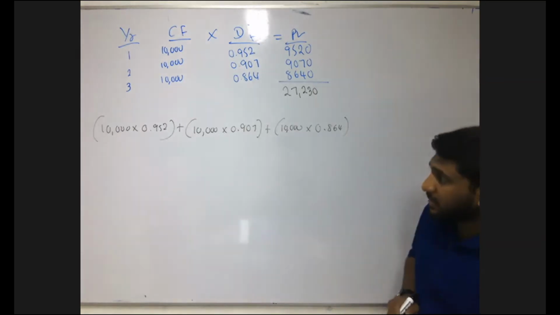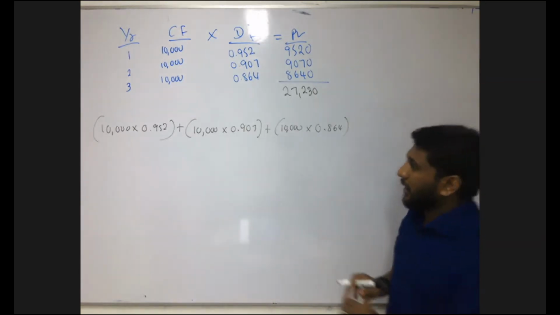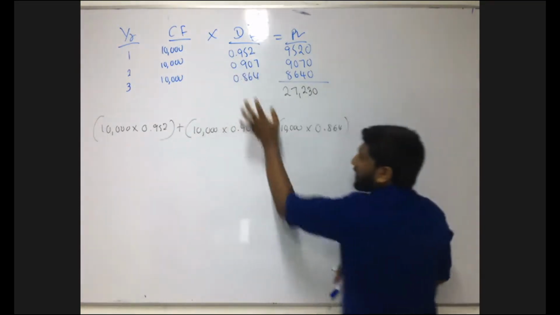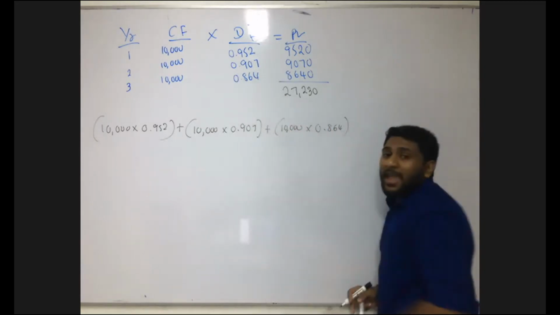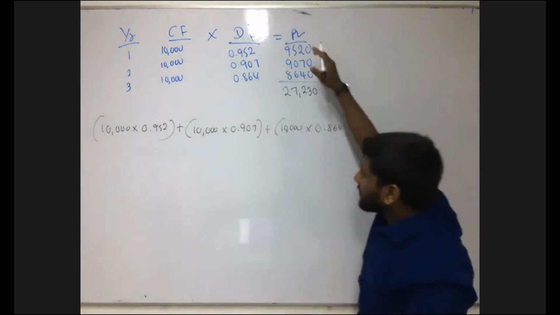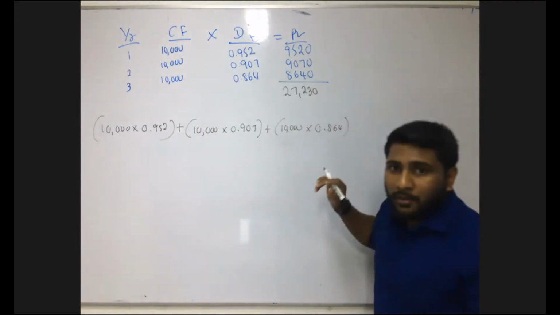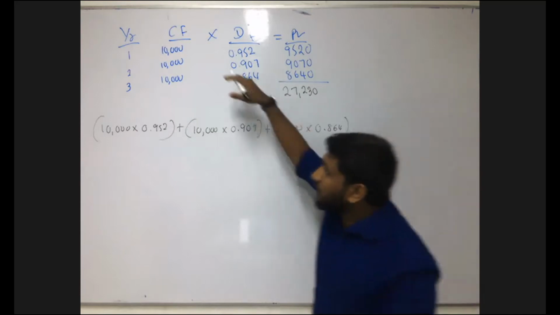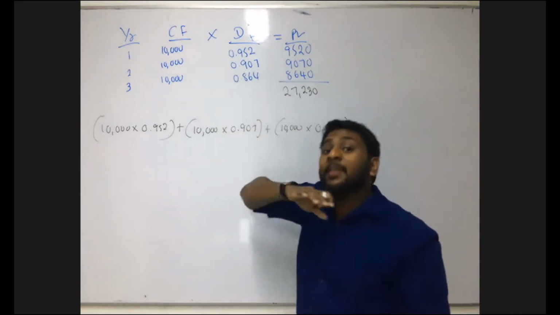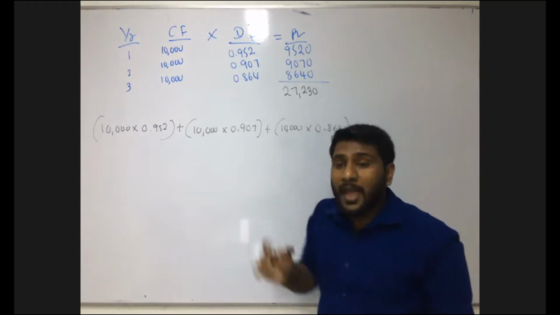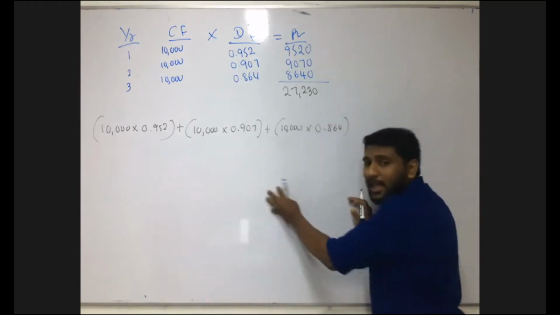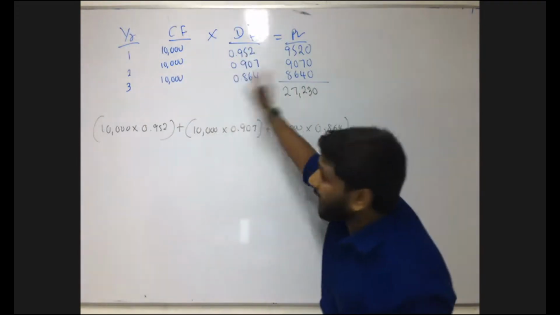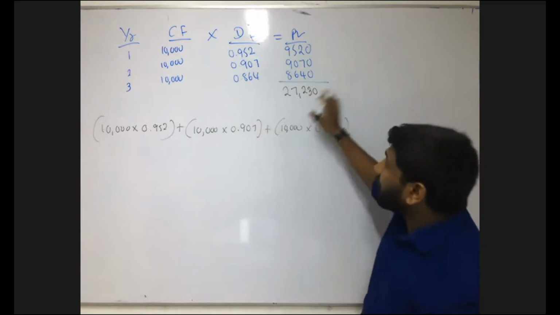Correct. This is correct. Why is that? I have written the same thing: 10,000 into 0.952, 10,000 into 0.907, 10,000 into 0.864. What is the difference between the previous question and this question? As I said, in this question you have the same cash flow, a common cash flow. Mathematically, you are not required to multiply 3 times like that to get the final answer.